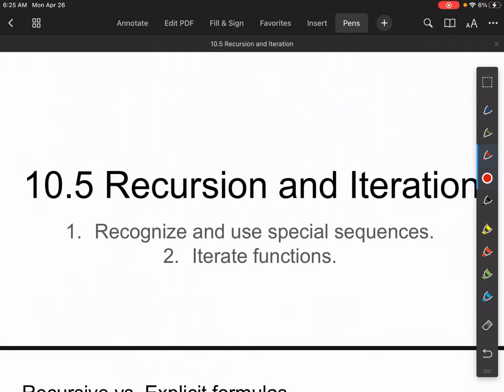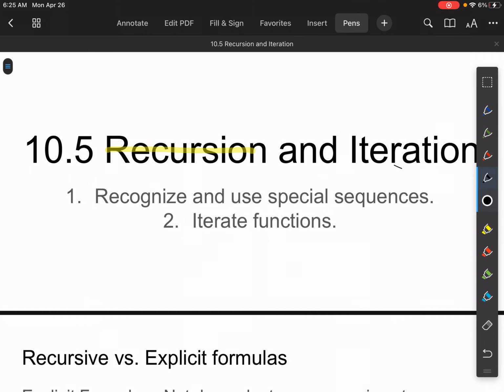All right, guys, today for 10.5, we're actually going to focus on just recursion here. Iteration, we won't worry about this time. So we're just going to look at objective 1, which is recognize and use special sequences using recursion.